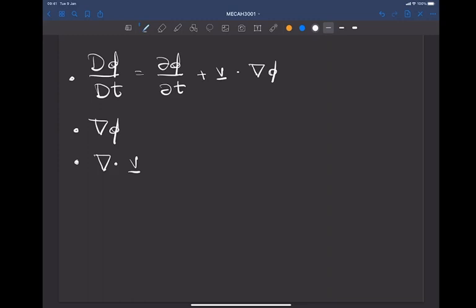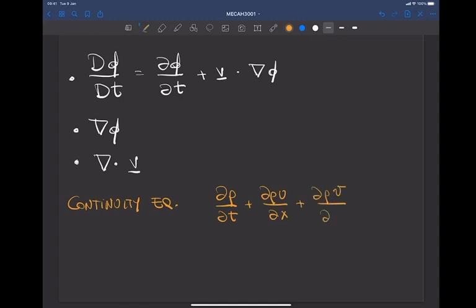So how can we use all this information to, let's say, process and rewrite in a compact form the continuity equation? First of all, let's rewrite the continuity equation as we obtained it before. So this was the continuity equation that we found before: partial derivative of rho over dt, plus d rho u over dx, plus d rho v over dy, plus d rho w over dz equal to 0.